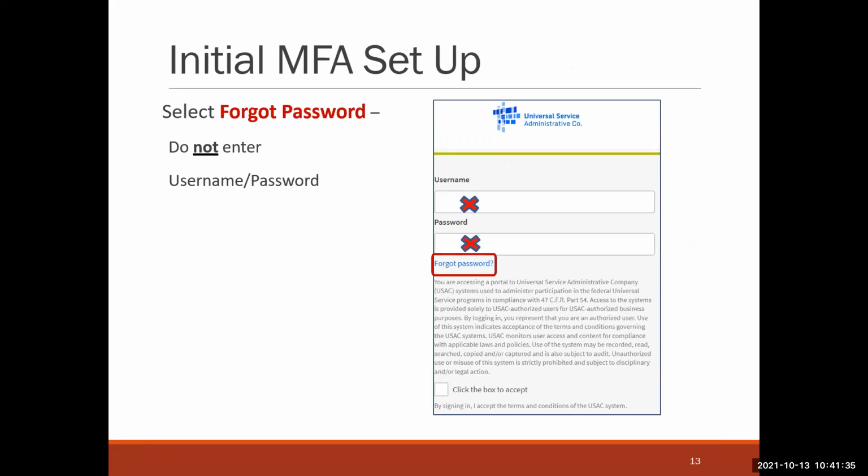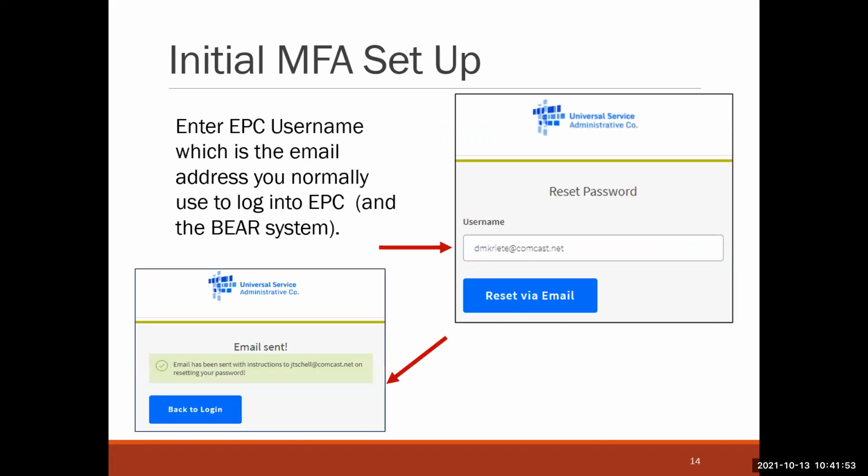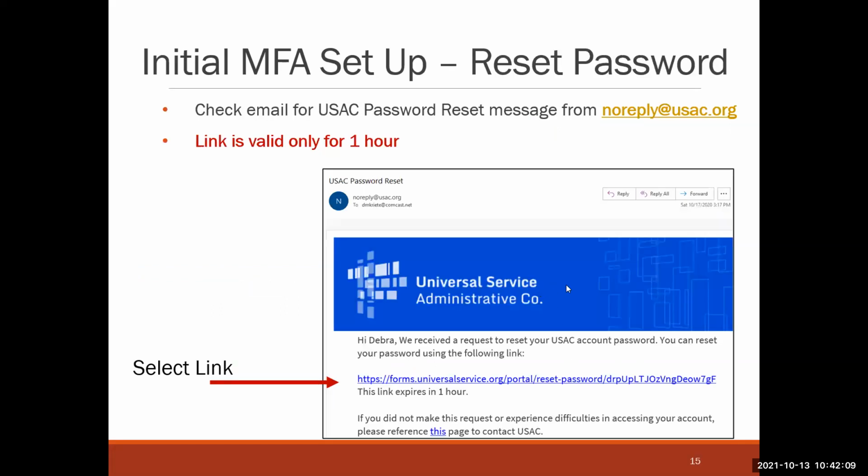Now, the next thing you're going to do to initially set up your multi-factor authentication is you're not going to sign in with your username or your password. You're going to use this forgot password link, and then the system will create the screen for resetting the password by entering your email address. We'll then send a system automated link to reset your password, which is good for about 1 hour.